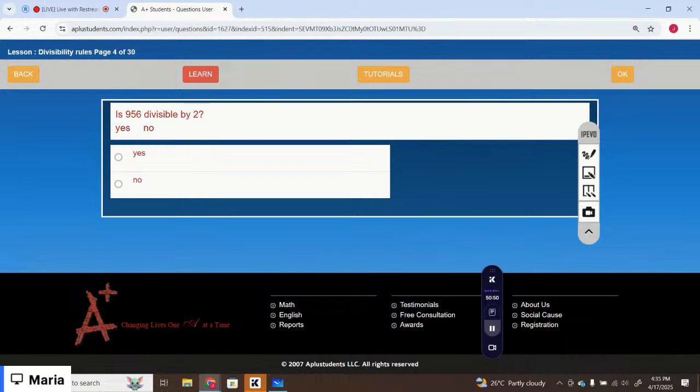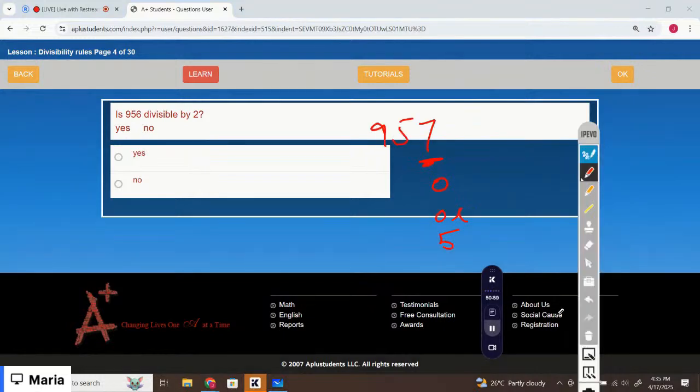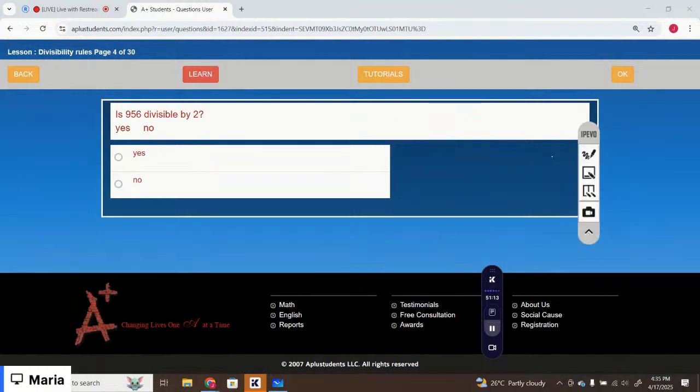Is 956 divisible by 2? Yes, it is divisible by 2. In 956, the ones digit is 6. So that means the number is divisible by 2. Yes, it is. Option number 1 is the correct option. That is yes.